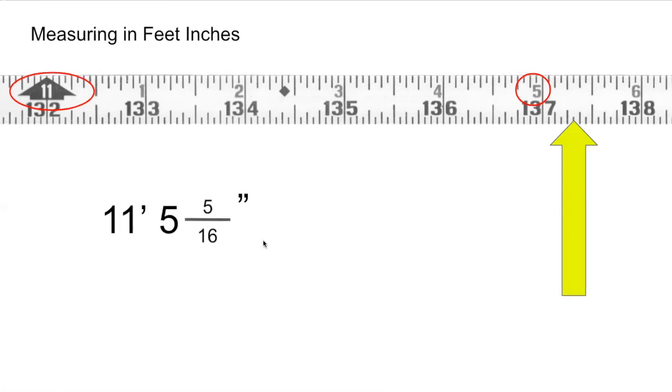Now, again, if we look at that top number of that fraction, it is an odd number. That tells us it cannot be reduced anymore. If it were even, then we would need to try to reduce it. Because it's odd, it's not. We can write it like this with the symbol marks, or we can write it with the abbreviations, 11-foot 5 and 5/16 inch.